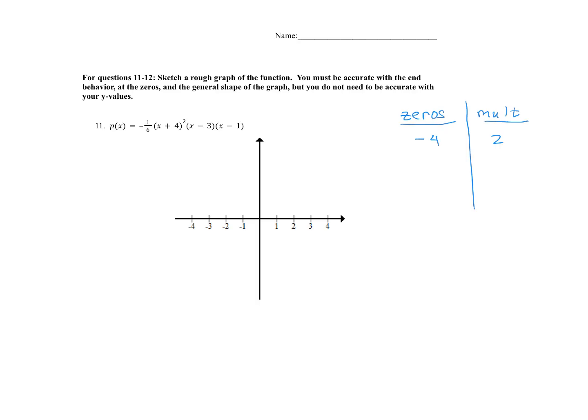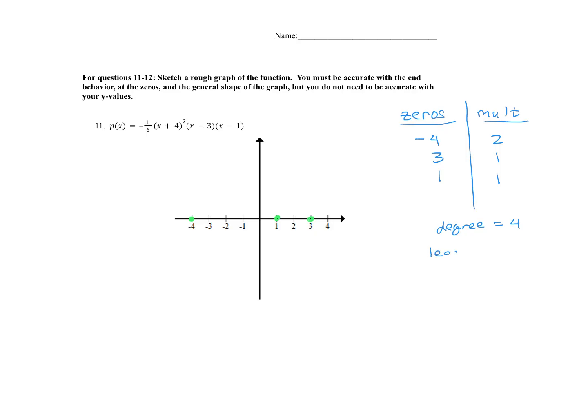The next 0 I see is the number 3. It shows up to the first power as a factor. Multiplicity is 1. 1 is a 0, and its multiplicity is 1 because that factors to the first power. We're now going to plot those zeros. So I'm going to plot negative 4 on the x-axis. I'm going to plot 3 on the x-axis and 1 on the x-axis. The next thing to do is talk about the degree. So my degree is going to be 4 because that's the sum of my multiplicities. So my degree is equal to 4.